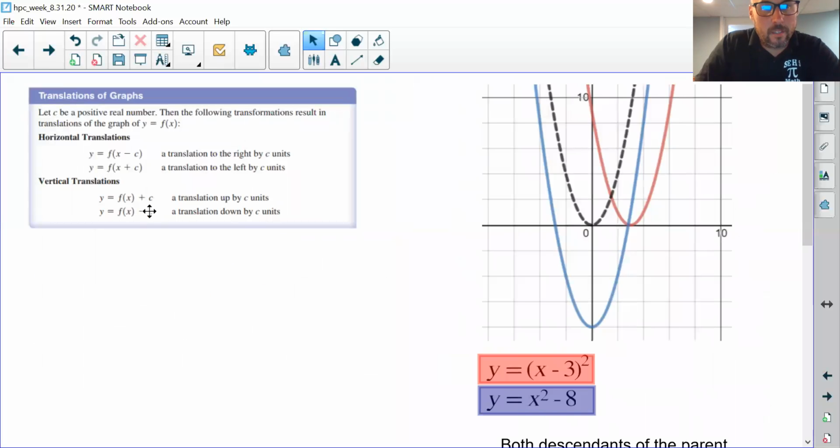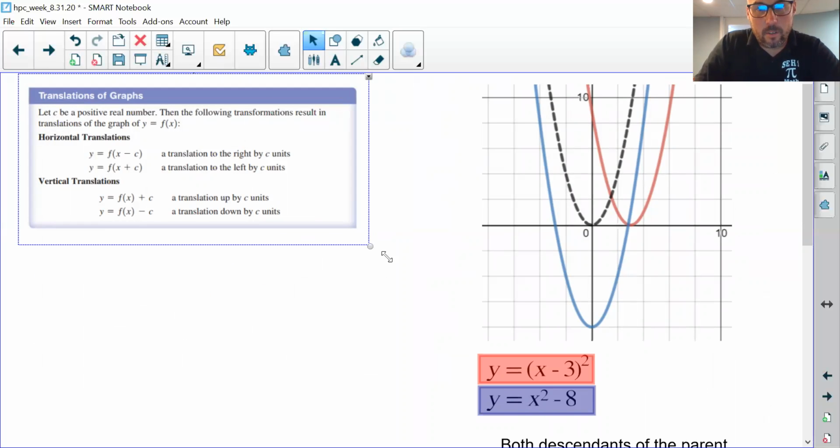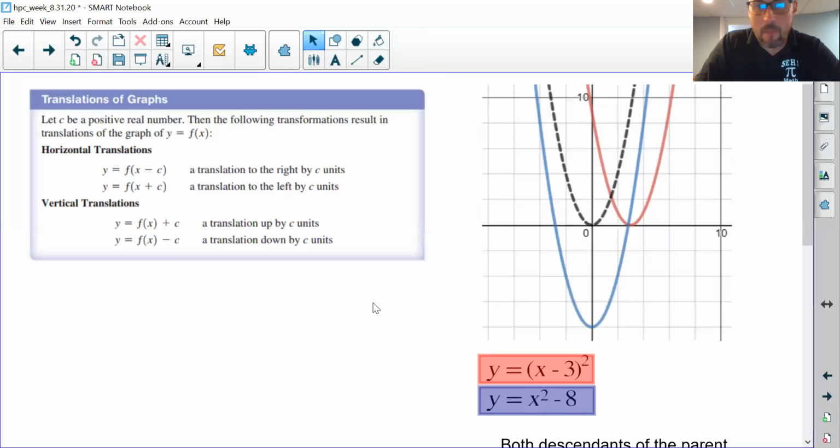So first of all, this is taken directly from your text, which you have access to on MyMathLab. Shifting it left and right and shifting it up and down. So here you have the parent function. This is a quadratic, y equals x squared in the dashed black line. The red one is to the right 3, which is indicated right here, x minus 3 squared. And the blue is down 8, so x squared minus 8.